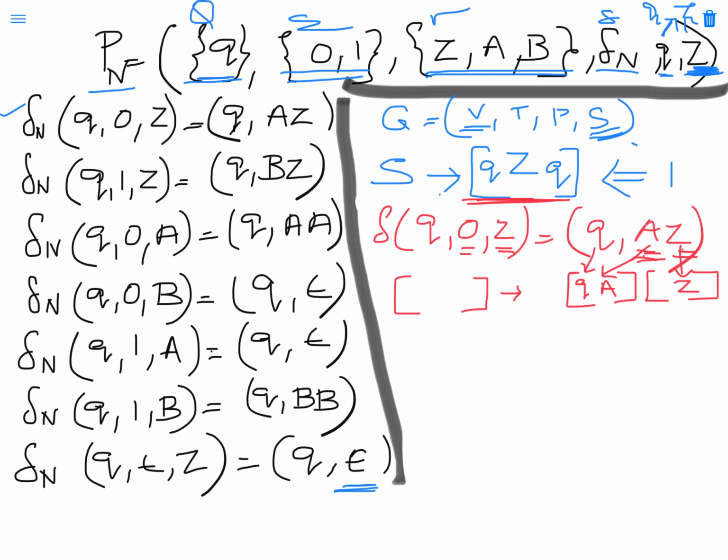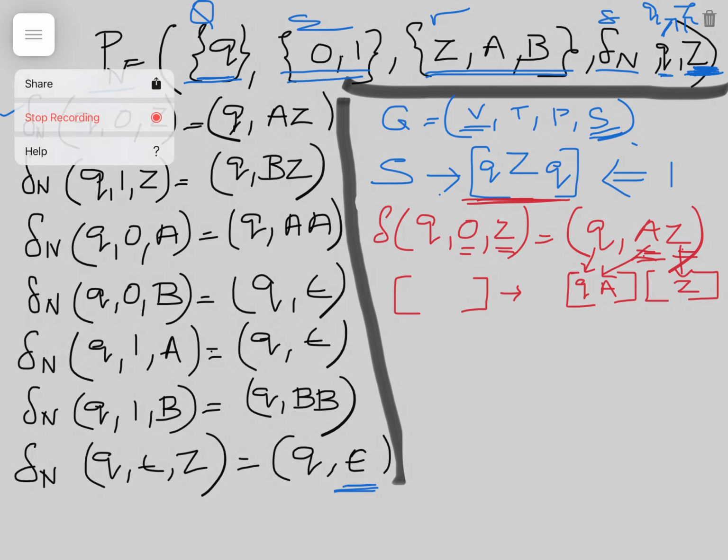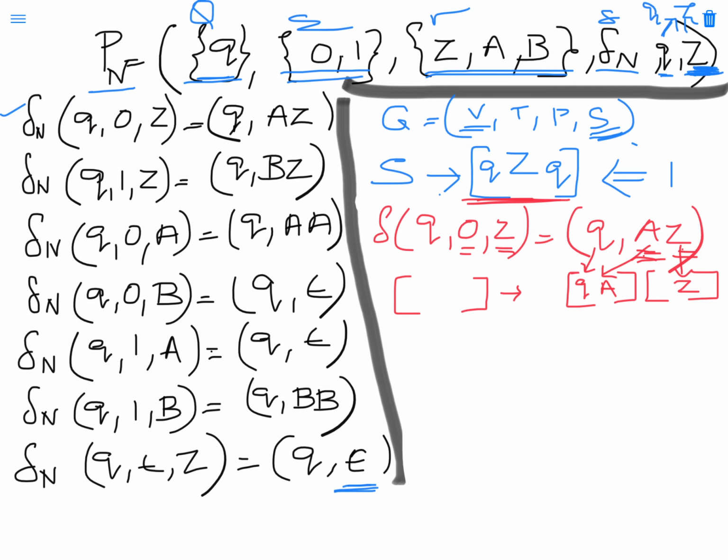What is the state that is given? That will be mentioned over here. Then A, that is a stack symbol, will be given in the middle of that variable, inside that square bracket. Then Z, the second stack symbol, will be given in the middle of the second variable that is given inside the square bracket.